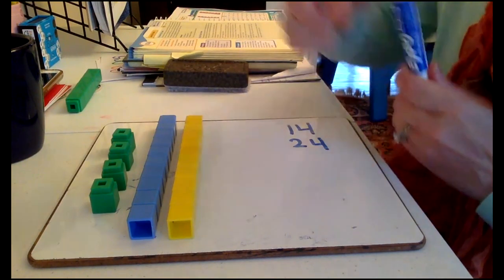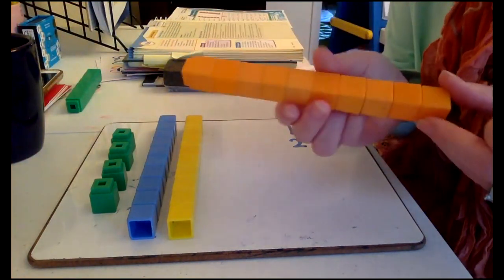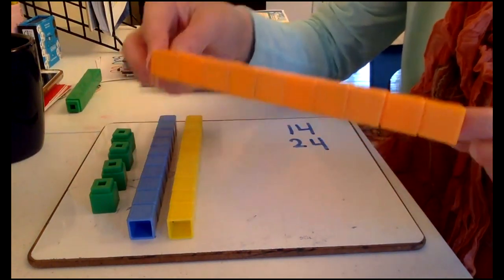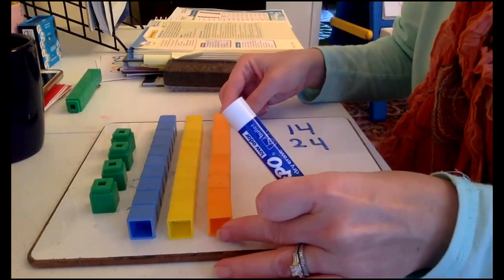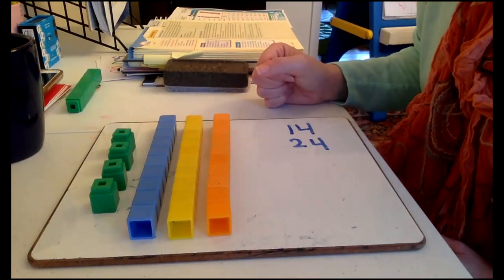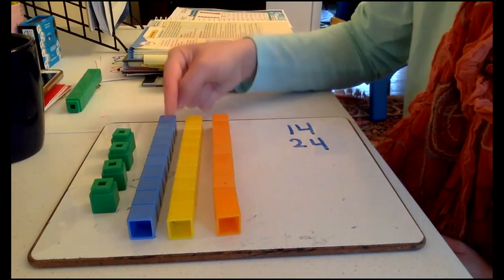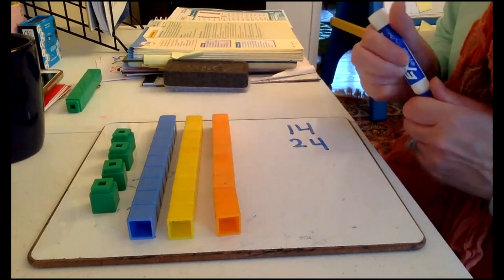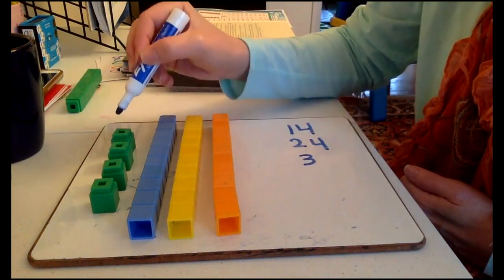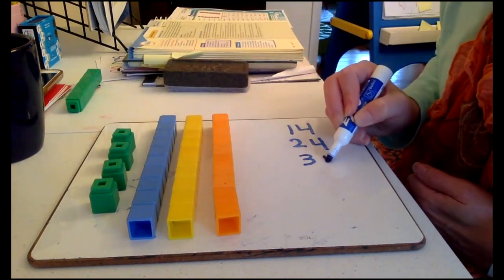I'm going to add one more rod of 10. And I'm picking orange because it's my favorite. So we have 10 cubes in here. I'm adding them to the others. How many cubes do I have now? 10, 20, 30. I added another 10, 30, 31, 32, 33, 34.